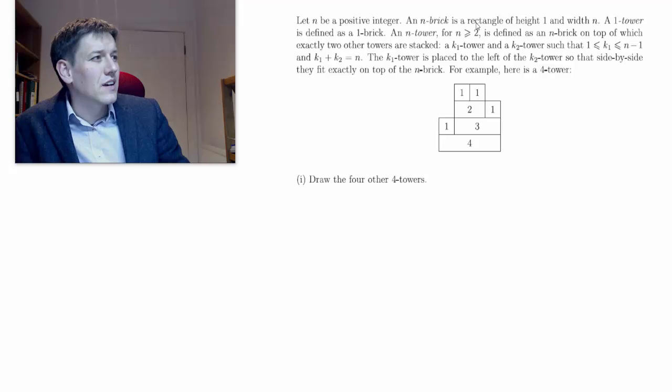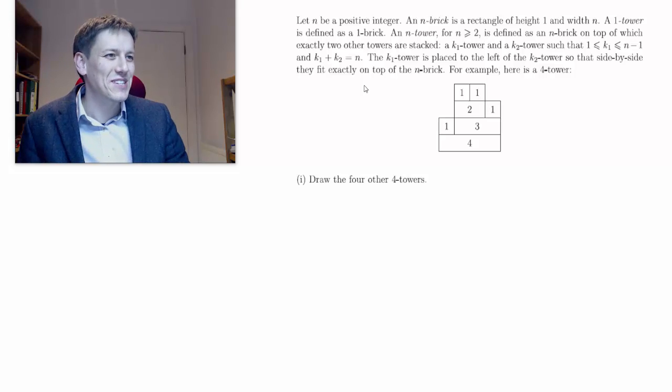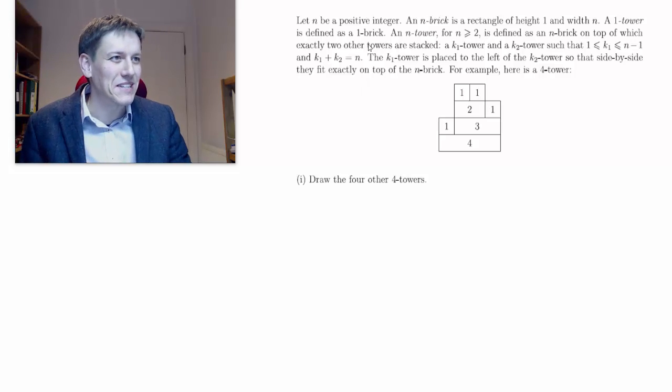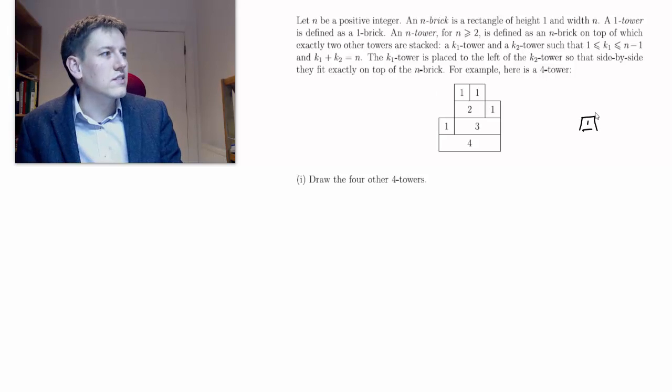Now it says a 1 tower is defined as a 1 brick. This is a very typical mathematical definition of something that seems a bit confusing, but it's just saying that this thing that's a 1 brick, I'm also going to call a 1 tower. On its own it's a tower, like this is also going to be a tower, but if it's just 1 high, that would be the smallest type of tower we can have.